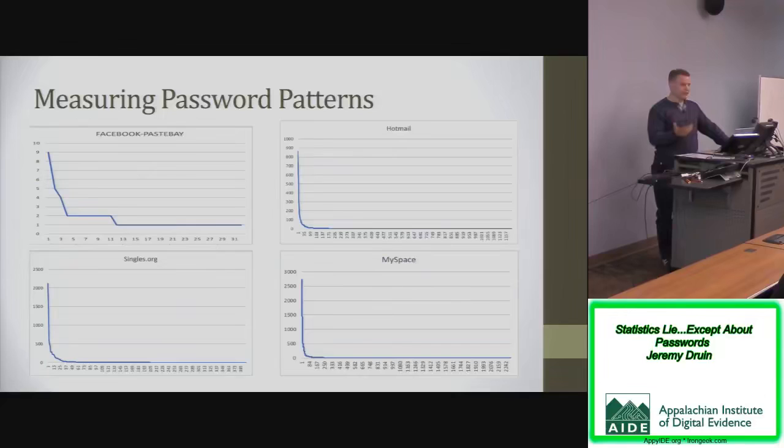So I started running this again on lots of different sets, and the bigger the set, the more distinct this pattern was, where the first few patterns made the biggest difference. The small set was Facebook Pastebin. It only had something like 55 passwords in it, so the line is kind of choppy. But as you get bigger and bigger sets, you'll notice the lines start to get really clean, and that drop off is really distinct.